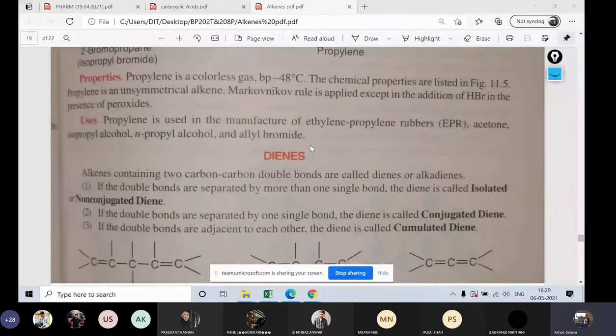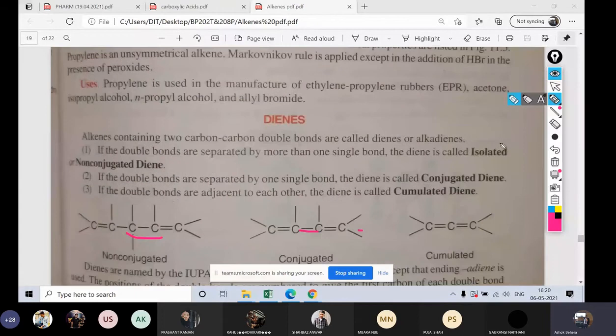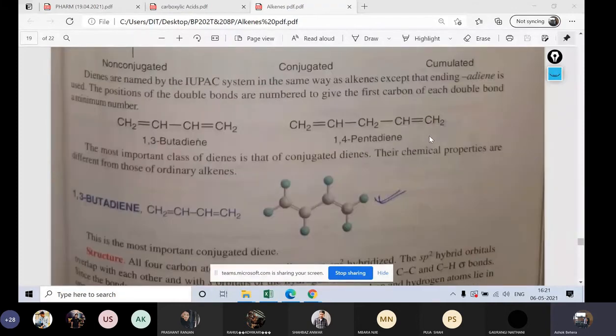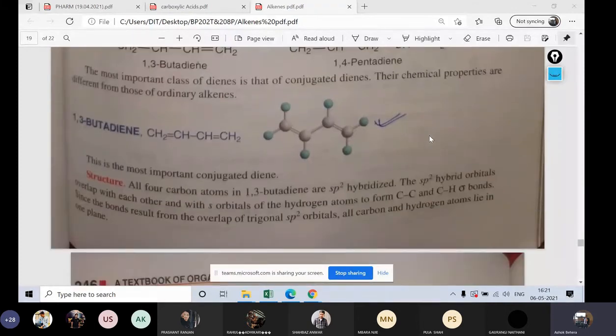Dienes are of 3 types. One is your non-conjugated, conjugated and cumulated diene. Cumulated means gathered at one place, and conjugated means only one bond gap, and non-conjugated means more than one bond. Okay, that is non-conjugated diene. Why are dienes stable? Because of pi bond and conjugation. Fine. So please remember that one.